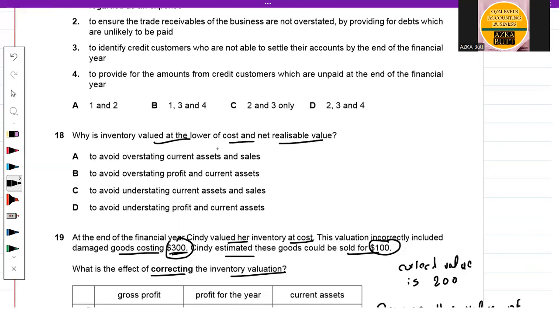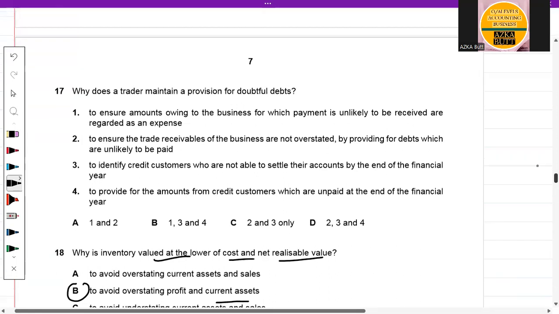So valuing inventory at the lower of cost and NRV ensures that if inventory is damaged, obsolete, or its market value drops, the loss is recognized immediately by valuing it at NRV. And profit is not overstated due to inflated inventory values. And current assets, it means the inventory, are not overstated, providing a more accurate financial position. So it means that B option is the right option to avoid overstating profit and the current assets. Okay.